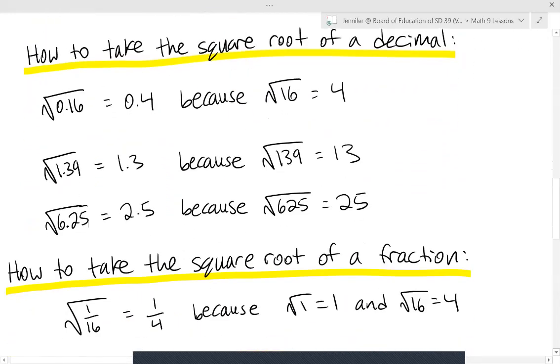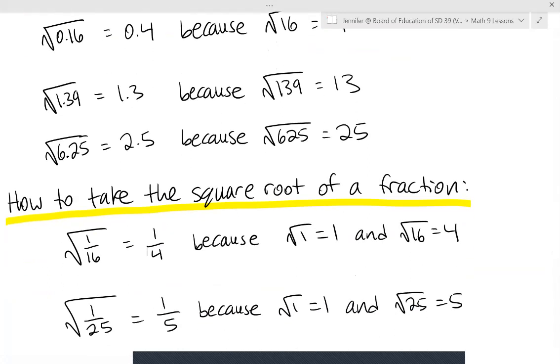Similar idea when we're taking the square root of a fraction. So the square root of 1 over 16 is just 1 over 4 because the square root of 1 is 1, the square root of 16 is 4. So it's almost like you take the square root of just whatever's on the top, and then you also take the square root of whatever's on the bottom, and that is what you're left with. We'll do a lot more work with exponents a couple chapters later, but we still need to know the basics when we're working with order of operations. Same thing here, square root of 1 over 25 would give you 1 over 5.